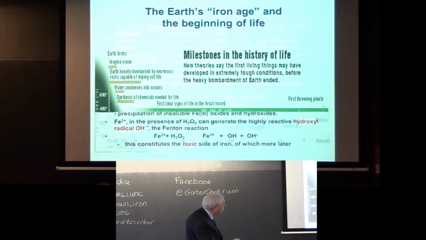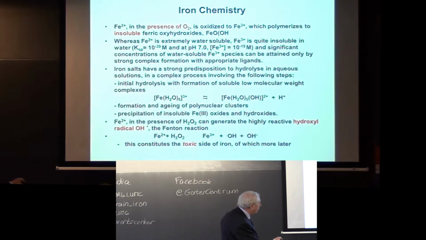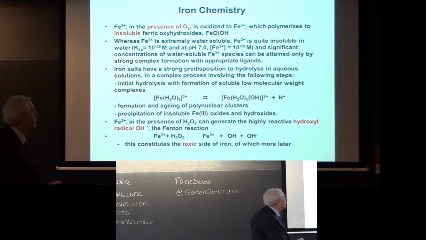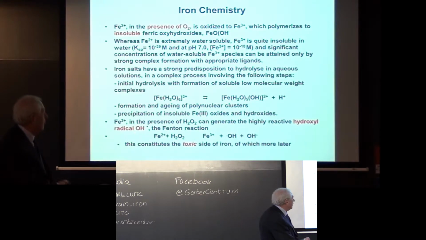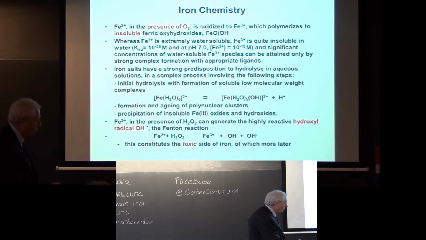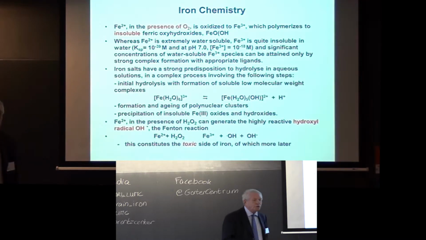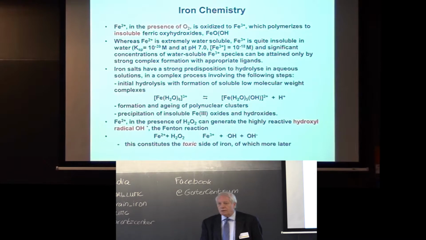This is the process of hydrolysis written down here. They simply lose a proton continuously, and then you eventually form ferric oxides, FeOH. And these polynuclear clusters then precipitate in the form of ferric oxide and hydroxide. And finally, this is the toxic part of iron that we'll come back to at the end of the talk. In the presence of hydrogen peroxide, iron can form the hydroxyl radical. This reaction is attributed to James Fenton.